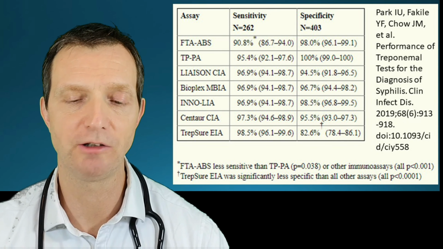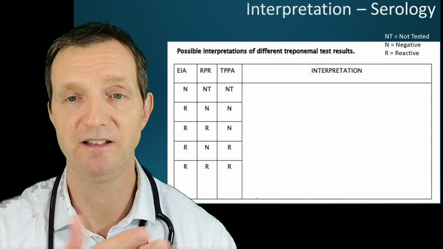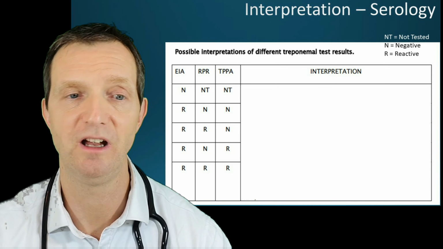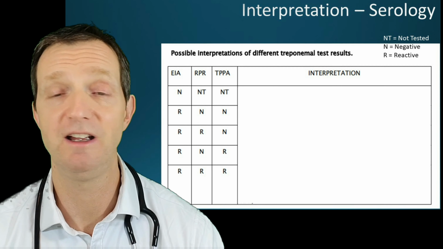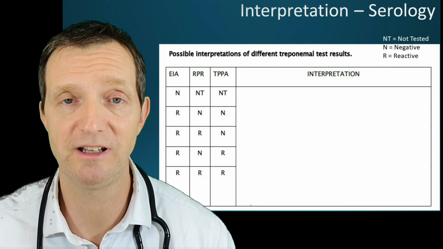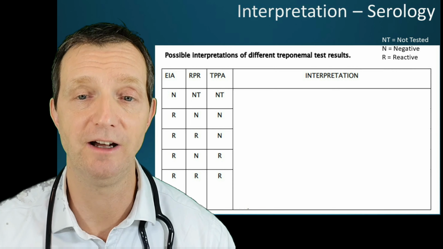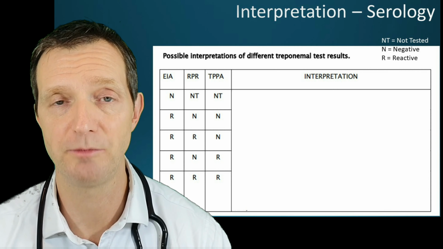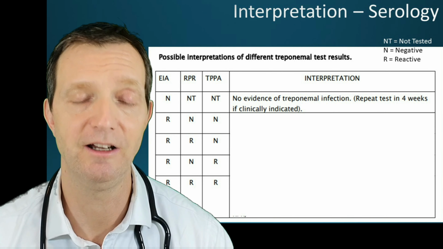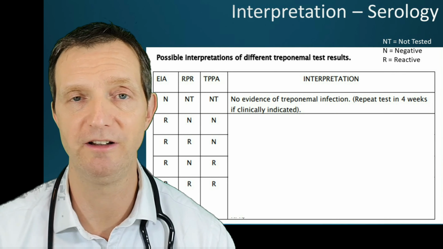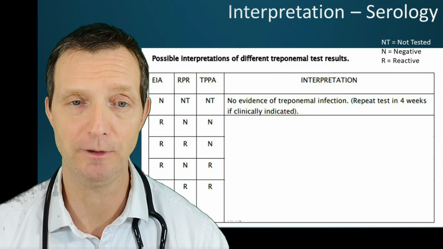So you've taken a blood result and sent it to the lab, and the first result you get back on the top line: N is negative, NT means not tested, and R means reactive, or a positive test. Now the EIA is negative. If the EIA is negative, then the patient has syphilis not detected, and so the other two tests are not actually done. If you think they are exposed to syphilis, then you can repeat the test in 4 weeks if clinically indicated. Obviously, if they have a partner who's told them that they have syphilis, then they should already be treated epidemiologically anyway.